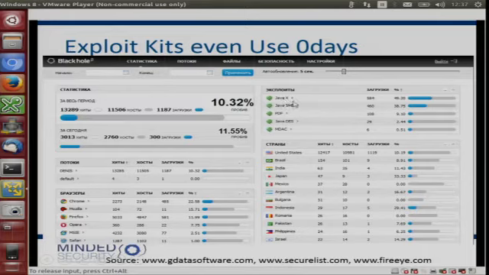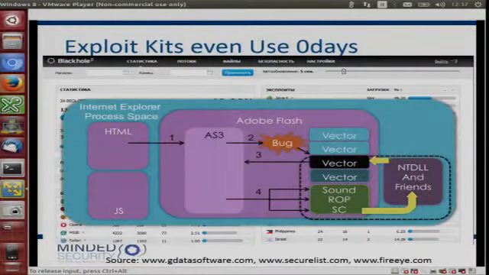So they are exploiting Java, SMB, PDF, Java, etc. So these are the exploits that are most successful, and they are targeting, in this case, the Java plugin of the browser. Of course, they can also target 0 days.